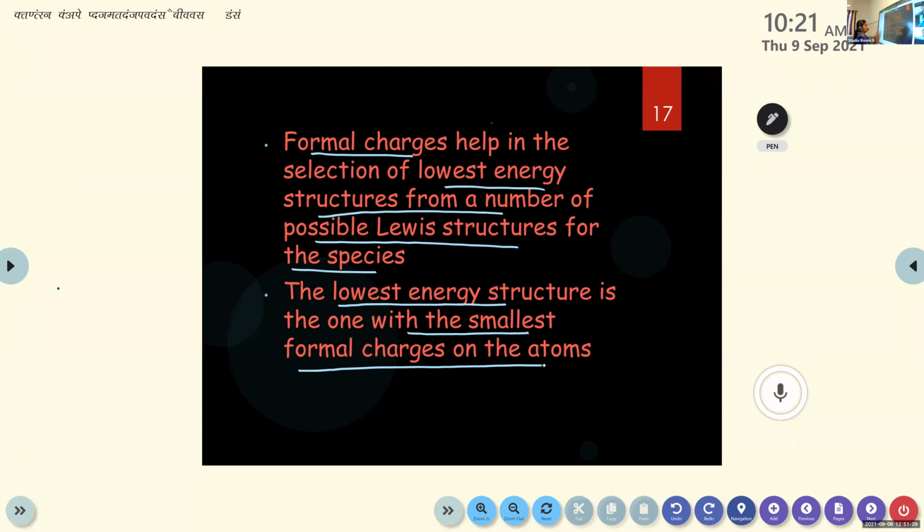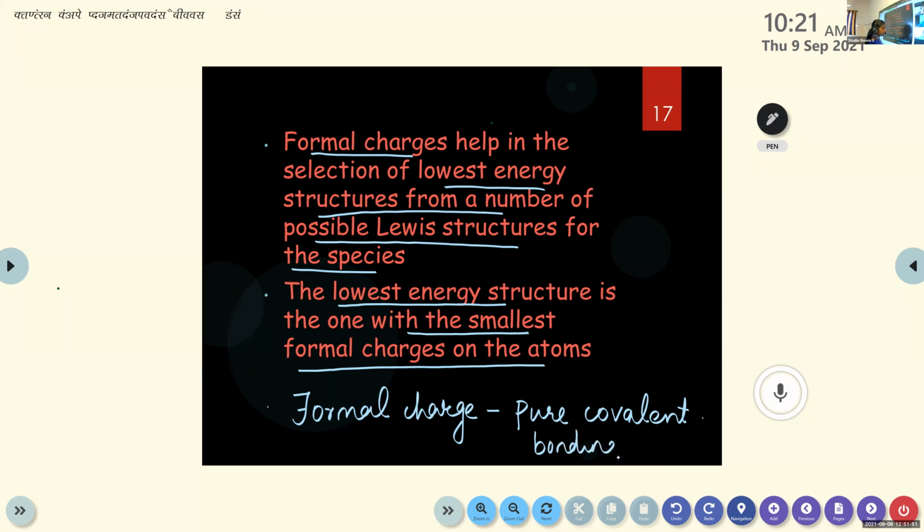Yes. And formal charge is related to the pure covalent nature of bonding. Okay, pure covalent bonding. What is covalent bonding? That is sharing of electrons, right? Here, this formal charge is also related to pure covalent bonding. That means the equal sharing of electrons between the two atoms in a molecule. So this term formal charge is related to the pure form of covalent bonding, that is the equal sharing of electrons by the atoms present in a molecule. Clear? This is clear, children? Yes.